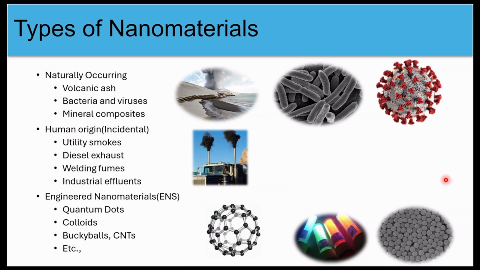And viruses and mineral composites, not all viruses, some viruses are very large. And mineral composites, these materials form in nature without human intervention. Means these are naturally occurring nanomaterials. Next is incidental, meaning we were unaware we were making them. Think of utility smokes, diesel exhaust, welding fumes, and industrial effluents.